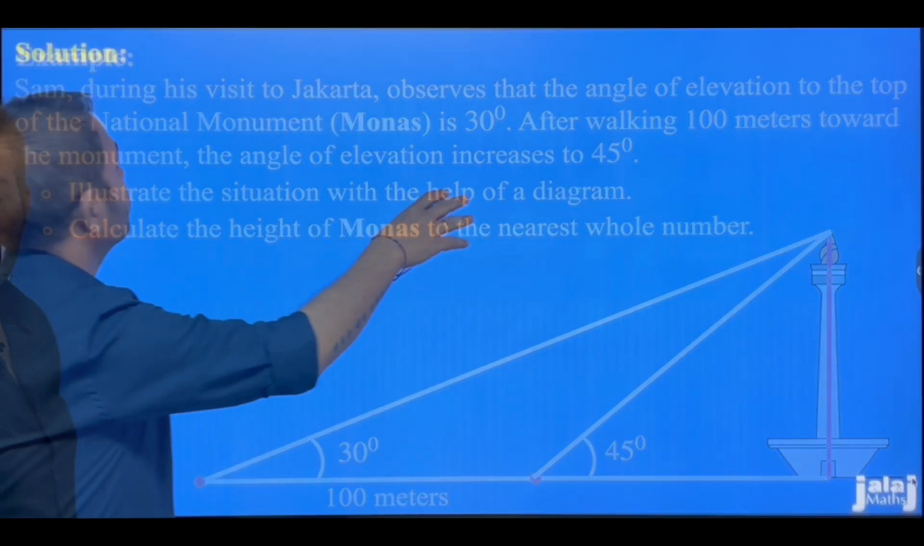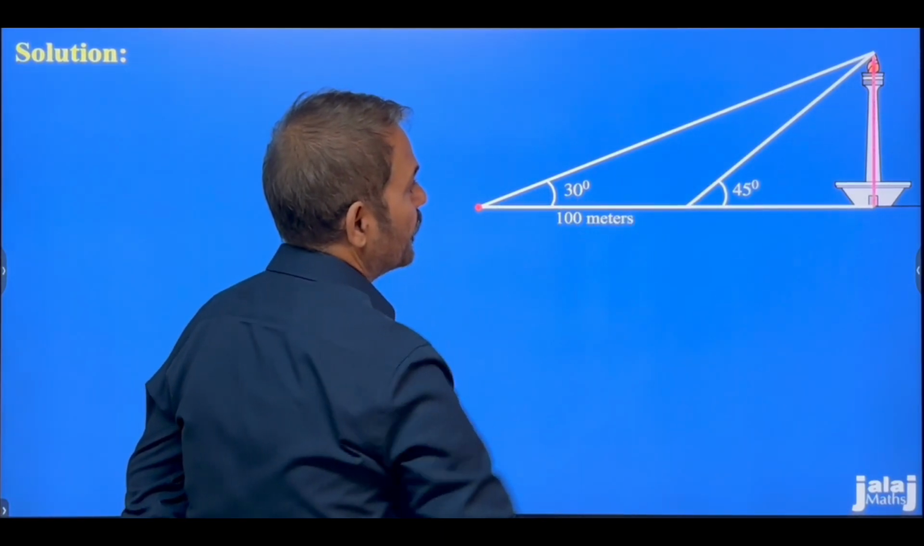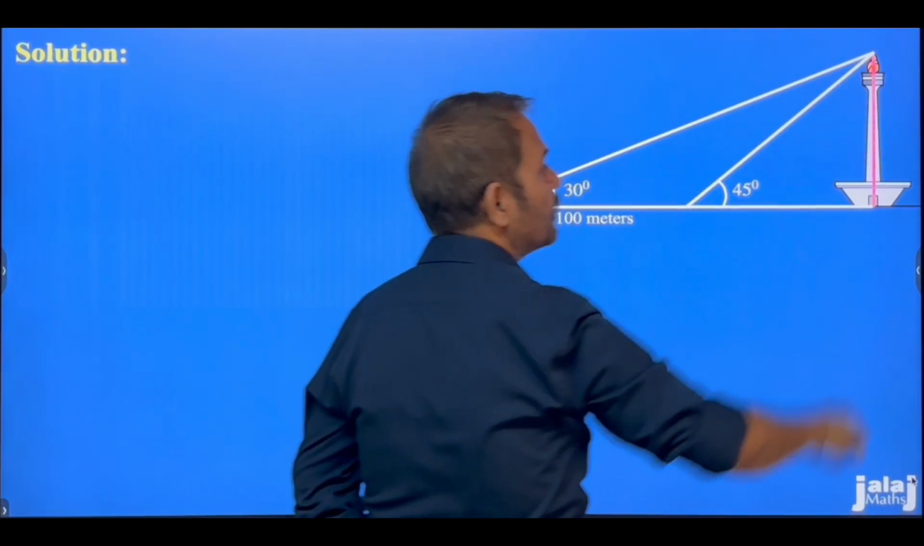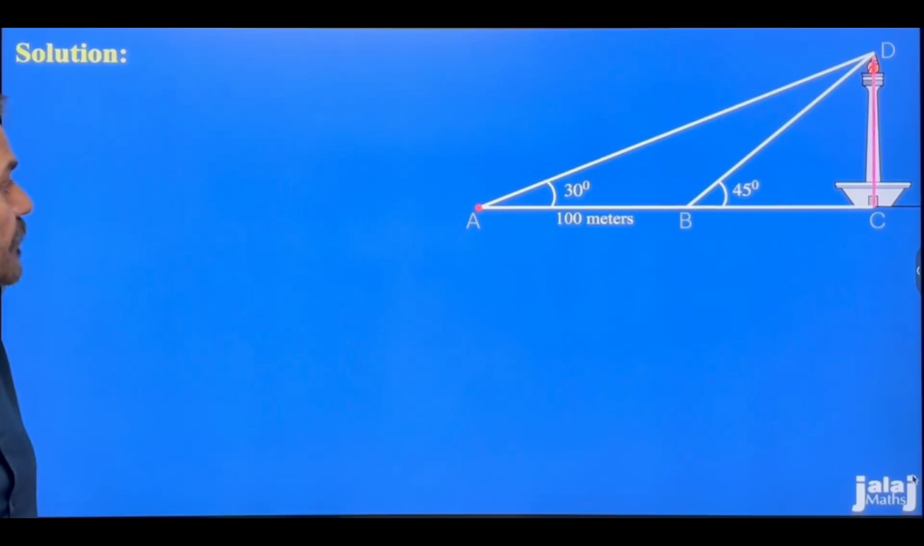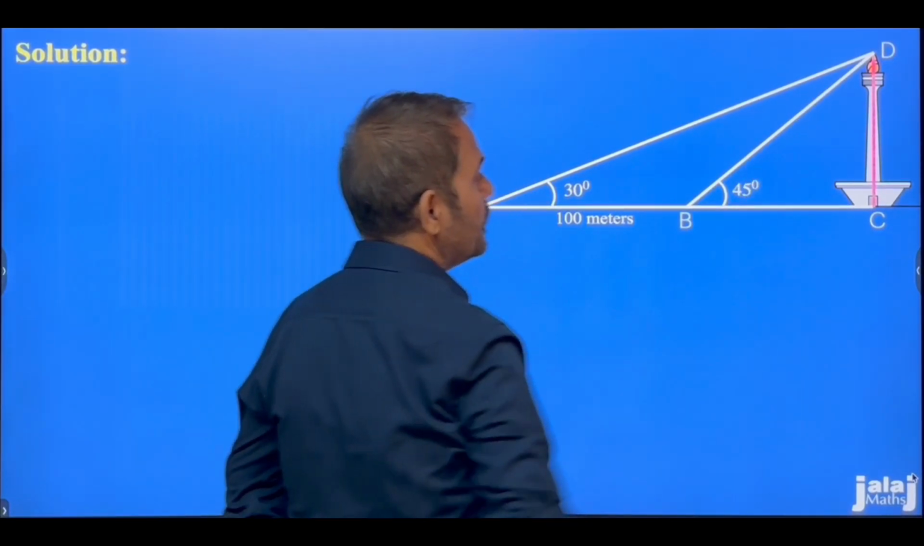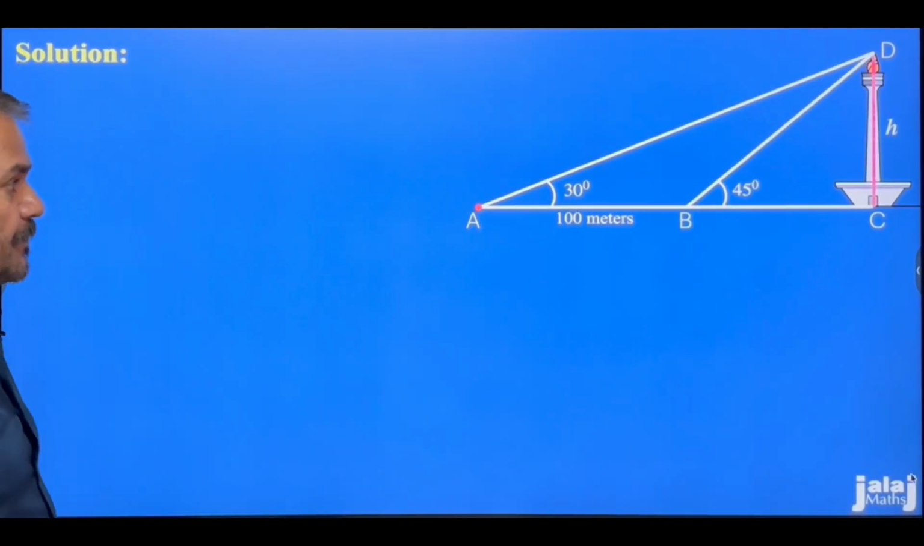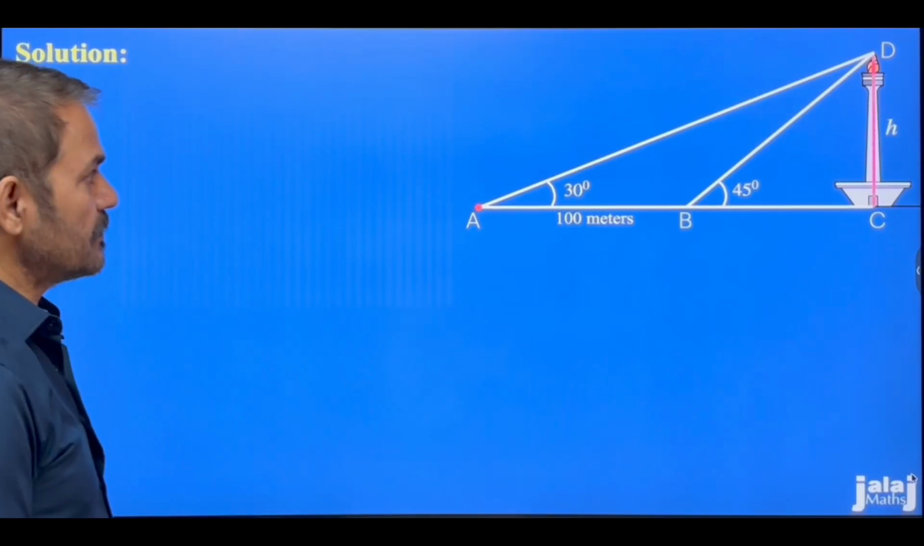Here is your diagram. So 100 meters, 30, 45, and we have to find this height. So first thing we can do is let's label this diagram. So this is A, B, C, and D. We have to find height. So let's assume that height is H. So we have two triangles here.